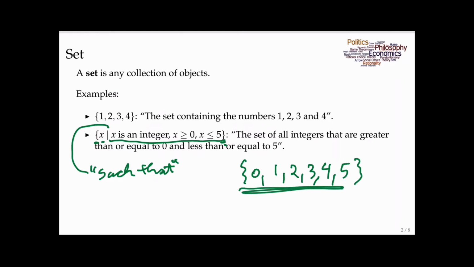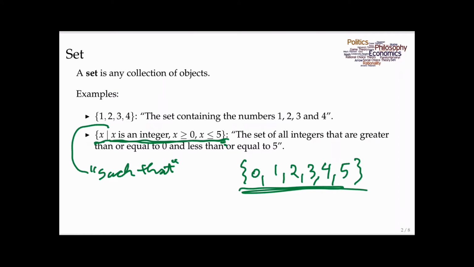So here I've listed all the elements of the set explicitly, and here I wrote down a property that all the elements of this set actually have. So that's two ways to denote the same set, namely the set of these 6 numbers, 0, 1, 2, 3, 4, and 5. Now you might wonder, why do we have two ways to write down a set?